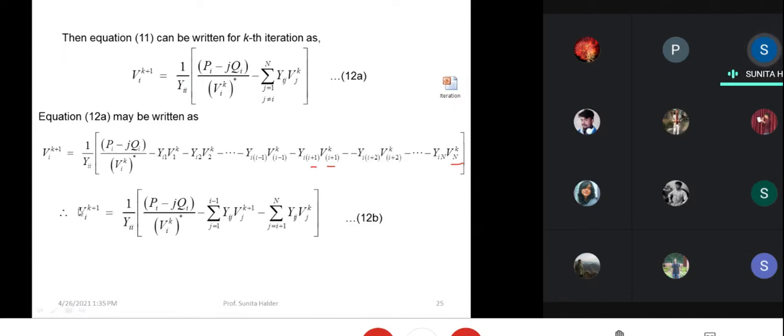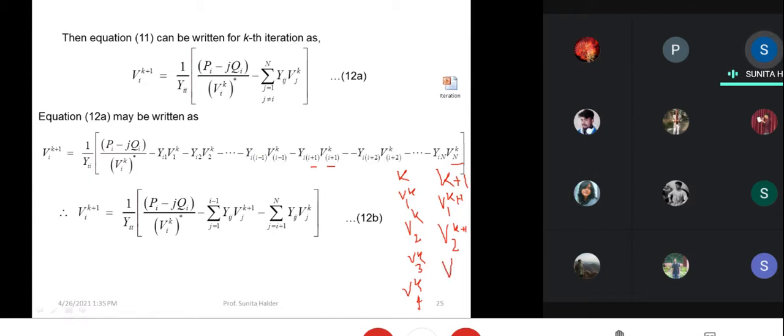Now, with say 4 buses, you are doing the kth iteration, right? V1 is constant anyway. You know all this. Now you are performing the k plus 1th iteration. So the same value of V1 is known, and you can calculate V2 k plus 1.